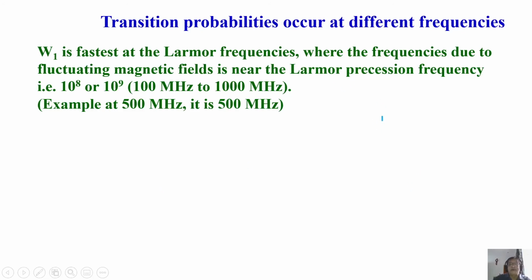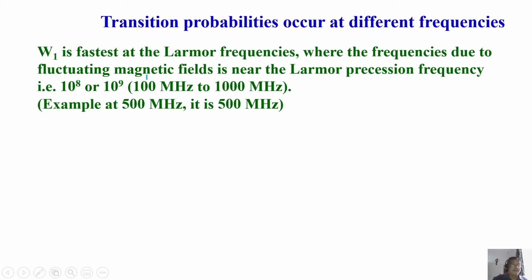See, transition probabilities occur at different frequencies. W1 occurs at the Larmor frequency. Let us say 500 megahertz is my resonating frequency. The transition probability of a single quantum transition is at 500 megahertz. The molecular motions and vibrations create a fluctuating magnetic field at the Larmor frequency.